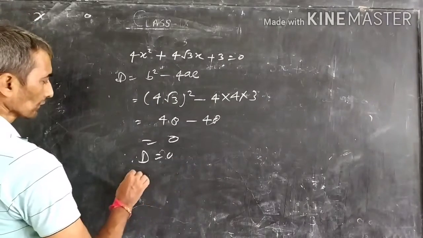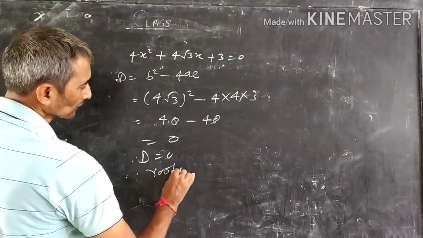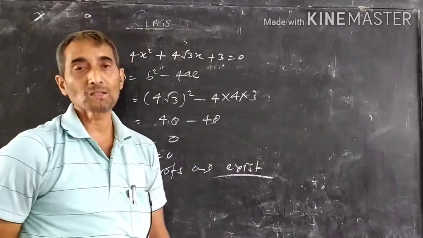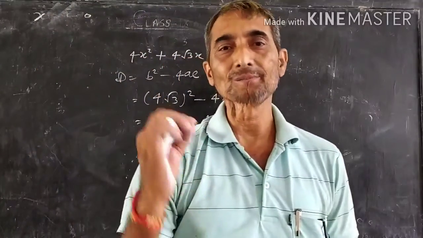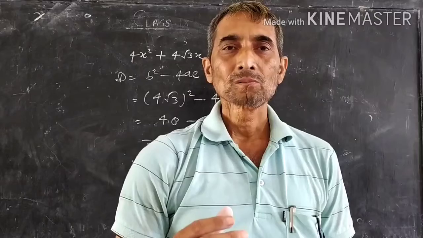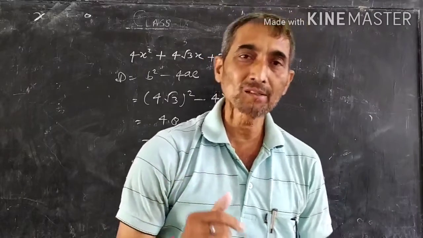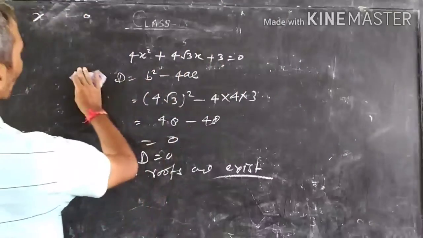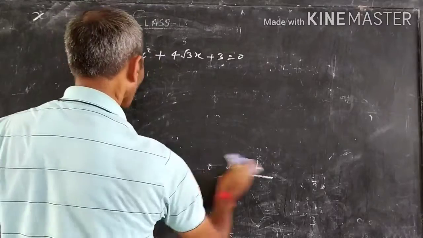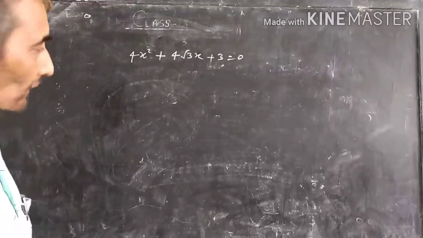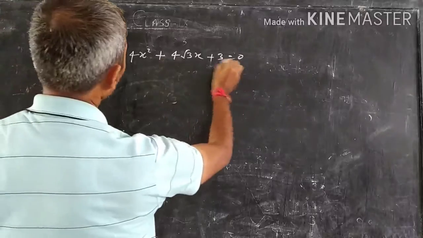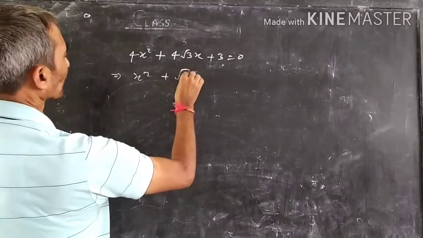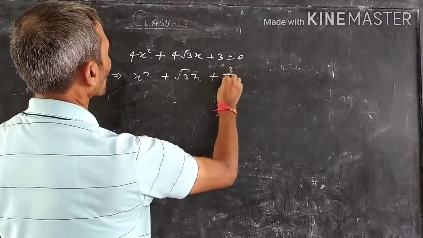If D is equal to 0, therefore roots exist. So we have to find them by completing square. So come and try to see. For the first step, divide all terms of this equation by 4 and you will get x square plus root of 3x plus 3 by 4 is equal to 0.